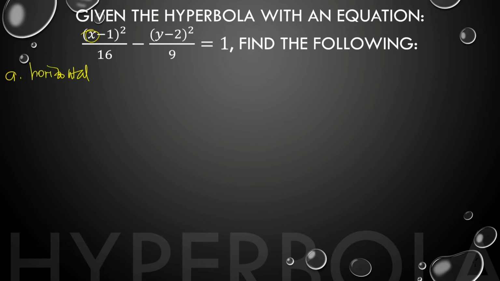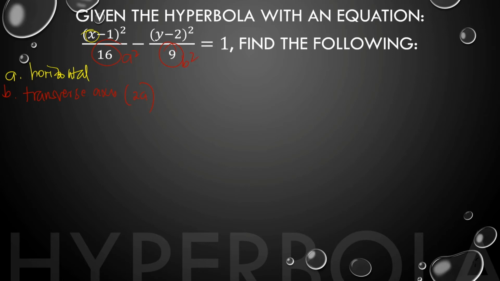Kasi, hindi natin pwedeng tingnan yung pangalawa na nag-positive, kasi isa na siyang ellipse kapag nag-positive yung pangalawang equation or yung pangalawang numerator. And then next is hanapin natin yung transverse axis or yung coordinate ng transverse axis which is equal to 2a. So, itong unang numerator, ito yung lagi yung a squared and then yung pangalawang denominator pala is b squared.